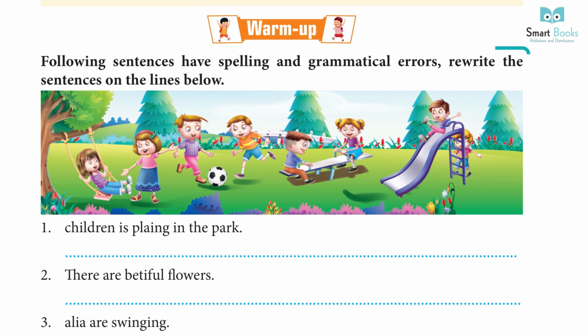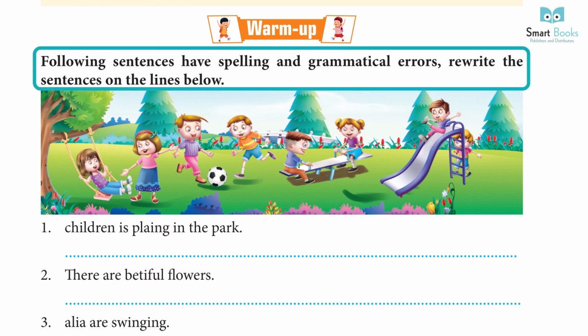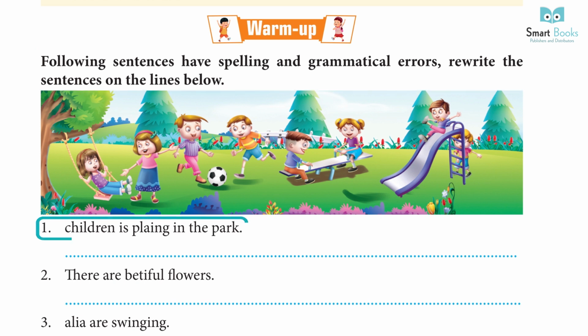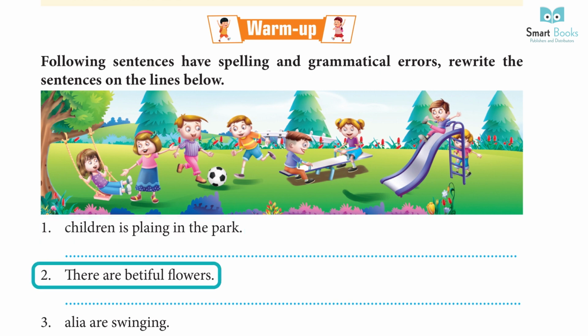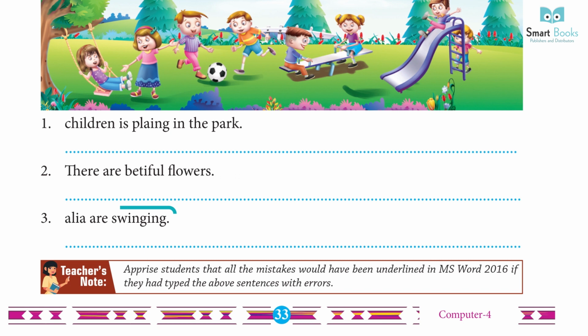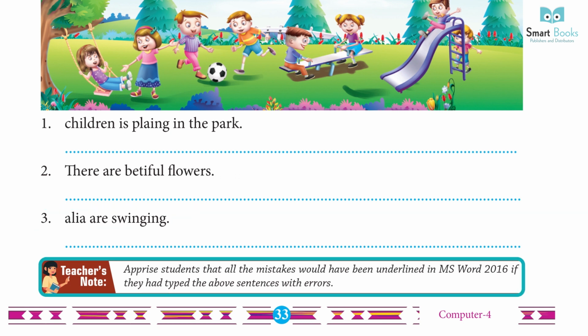Warm up. Following sentences have spelling and grammatical errors. Rewrite the sentence on the lines below. 1. Children is playing in the park. 2. There are beautiful flowers. 3. Alia are swinging. Teachers note: apprise students that all the mistakes would have been underlined in MS Word 2016 if they had typed the above sentence with errors.